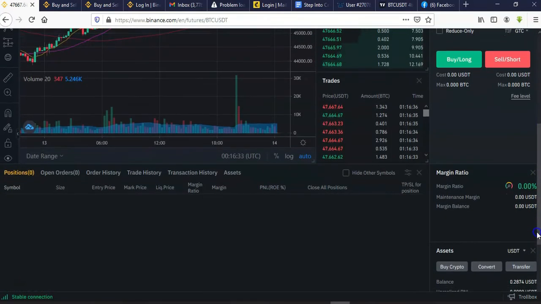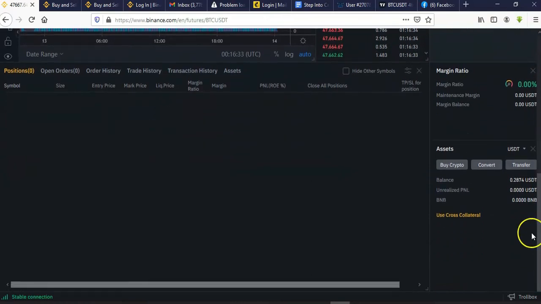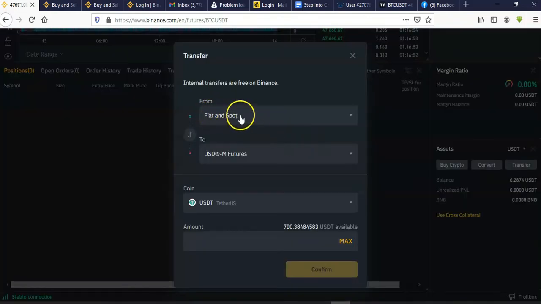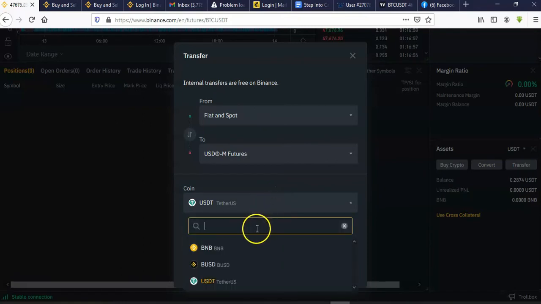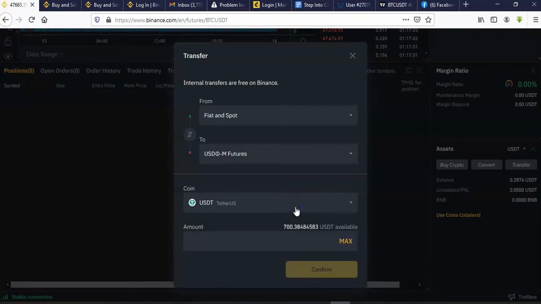First let's import money, let's transfer money to our trading account. So we click on transfer here. We are transferring from our spot to our futures. We just have to take USDT. Amount, we just have to take, let's do $20. Let's confirm it.